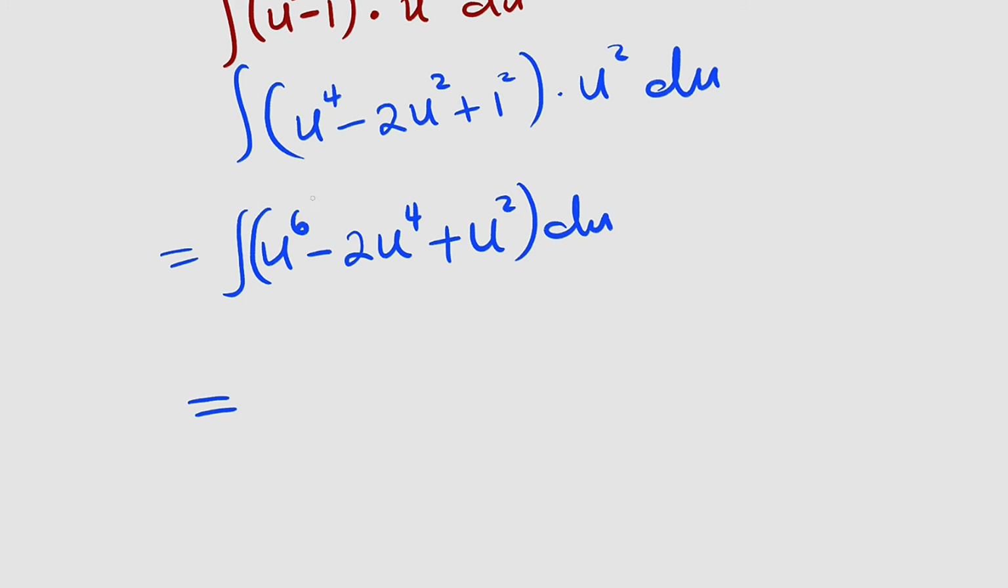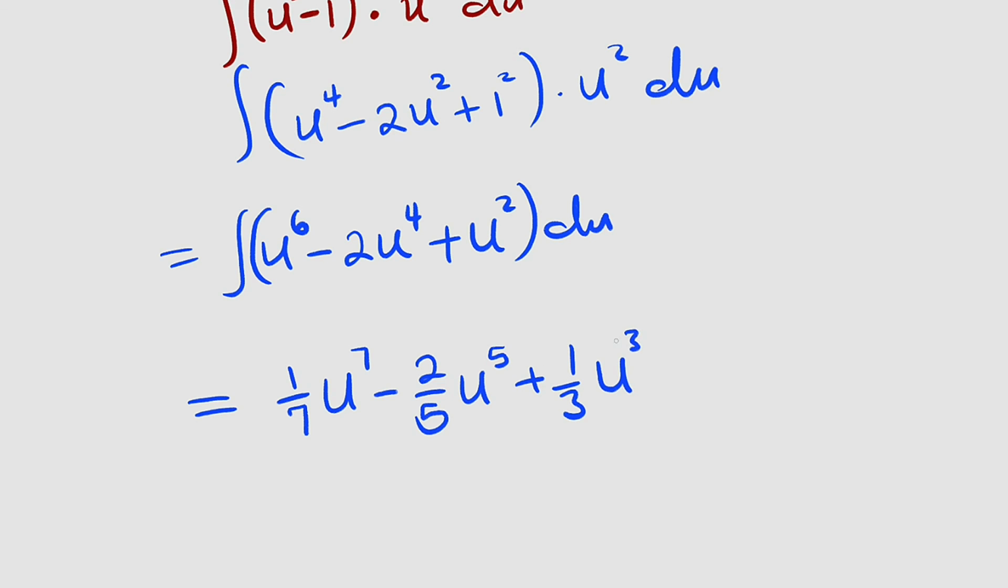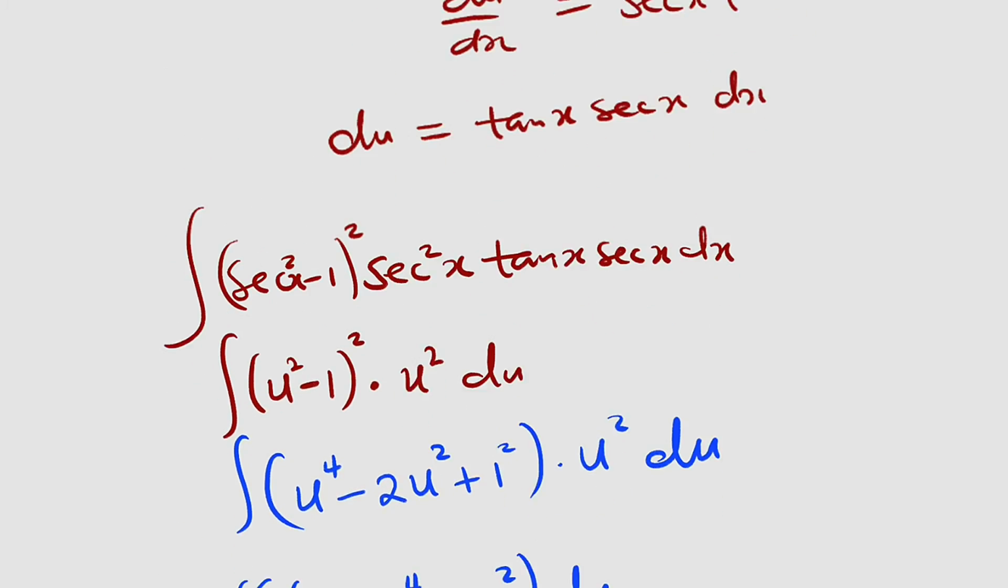Now we are going to integrate this in terms of u. You add 1 to each power and you divide by the new power. So this is going to be 1 divided by 7 u to the power of 7, minus 2 divided by 5 u to the power of 5, plus 1 over 3 u to the power of 3, plus the constant of integration. But remember that u is nothing but secant x.